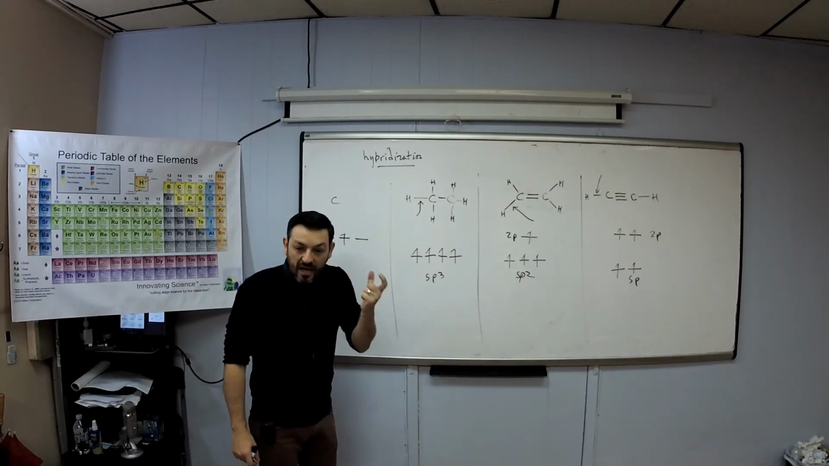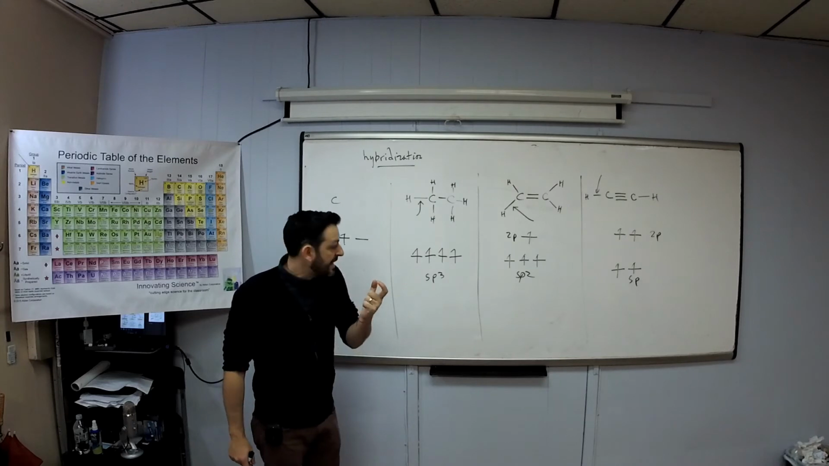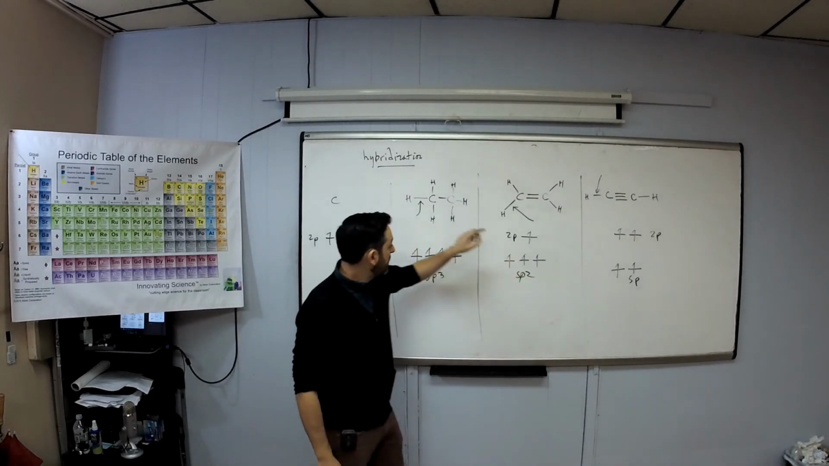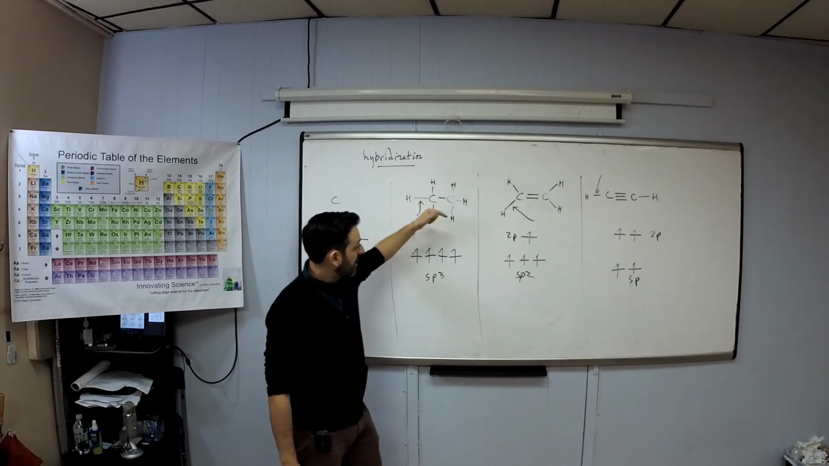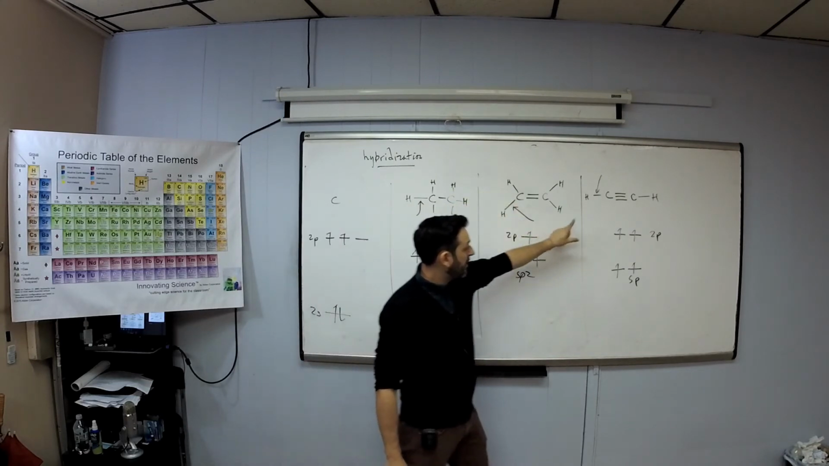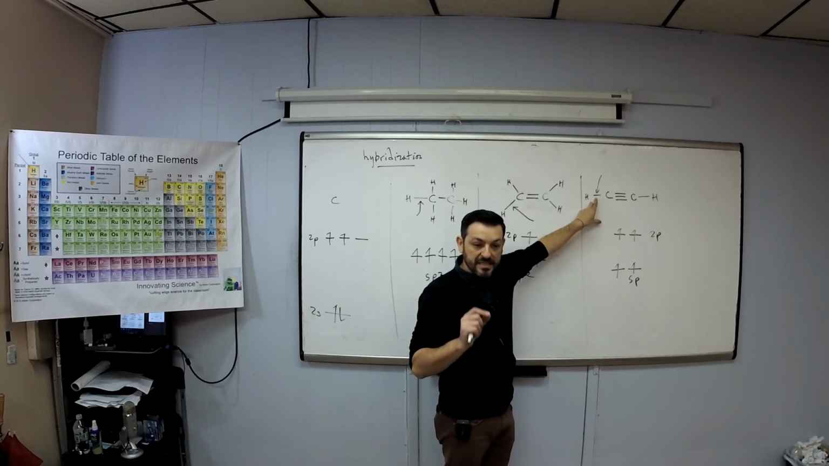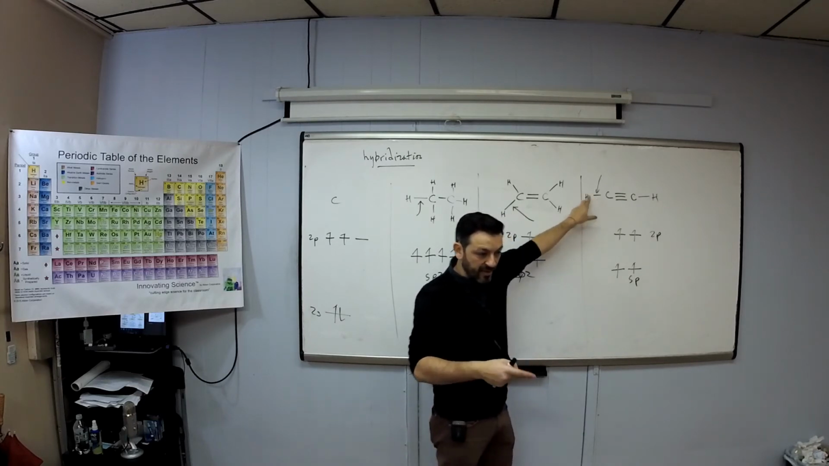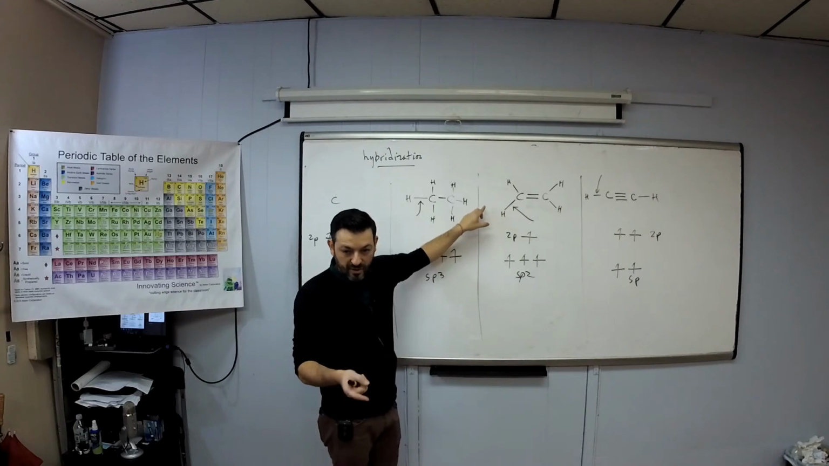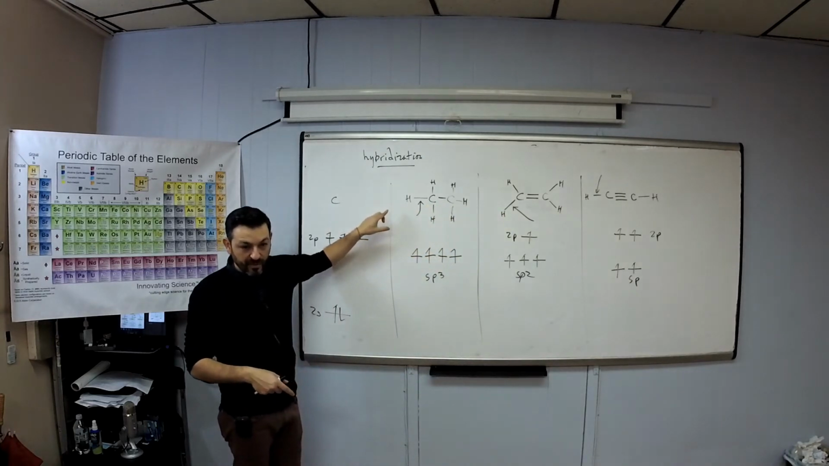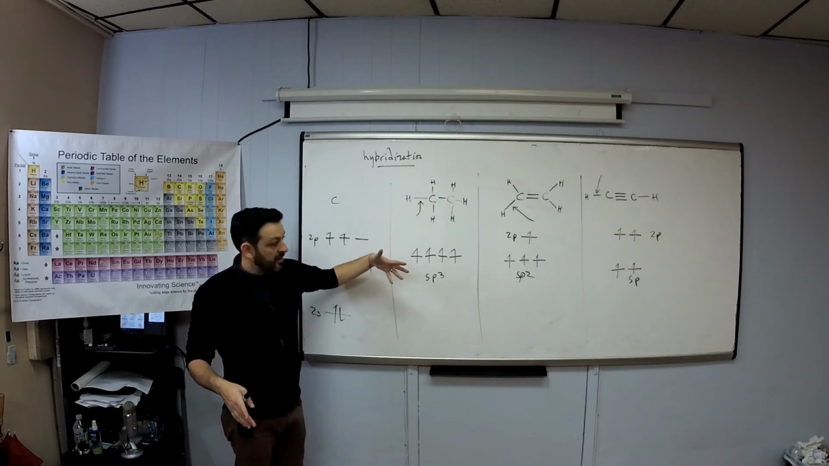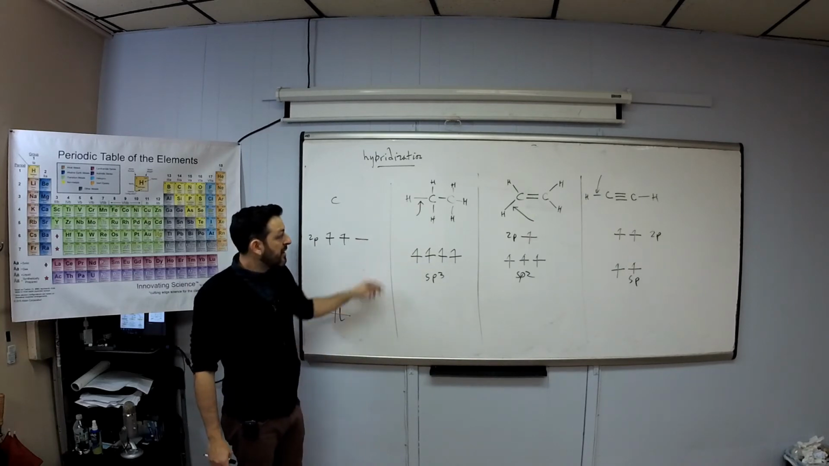If it was the number of bonds and not the hybridization thing, then this bond right here, and this bond right here, and this bond right here would be the exact same length, because it's one bond between hydrogen and carbon, one bond between hydrogen and carbon, one bond between hydrogen and carbon. But if it's the hybridization thing, then they wouldn't be the same length.